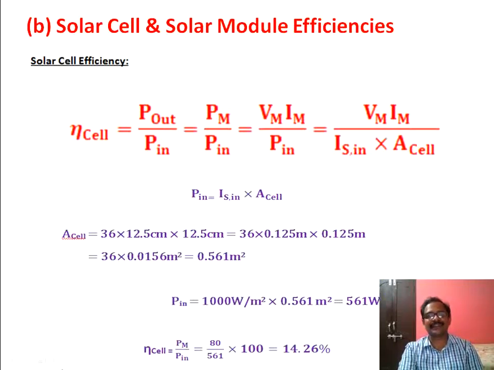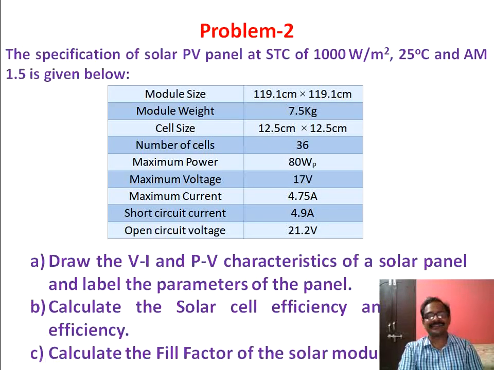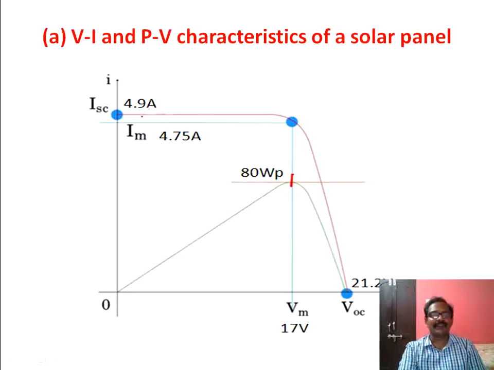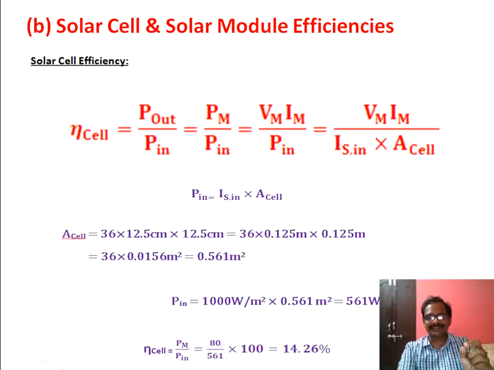Now we need to calculate the area of the cell. How many cells are there? 36 cells. And what is the size of each cell? 12.5 centimeter into 12.5 centimeter. Therefore, the area of the cell is 36 into 12.5 centimeter into 12.5 centimeter. Now convert 12.5 centimeter into meter. That is, 1 centimeter equals 10 to the power of minus 2 meters. Now you will get 0.125 meters into 0.125 meters into 36.